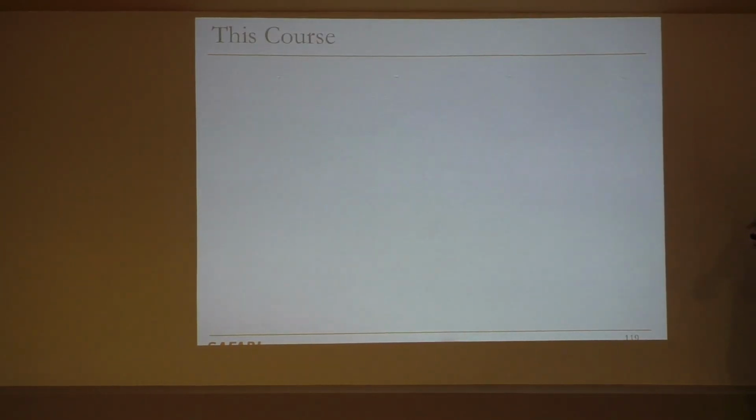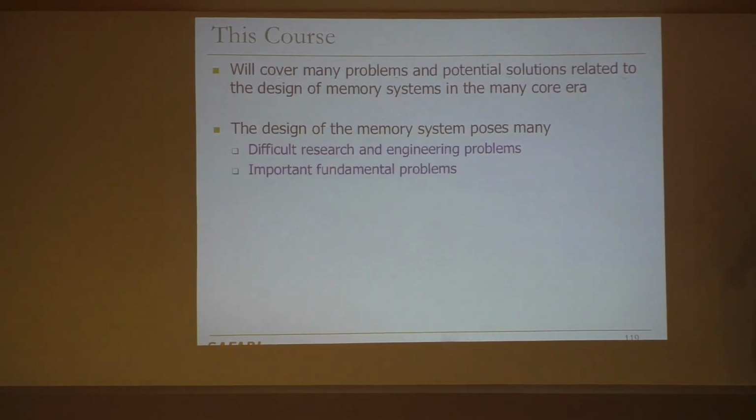Okay, maybe I'll talk about this very quickly. Basically, we will cover many problems, and I think these are all important. These are really difficult research, engineering, important fundamental problems, but they're also very industry relevant, actually. If you go to anybody in industry and ask them what the bottleneck is that they have, they'll probably tell you memory. Recently, I was at the Design Automation Conference, for example, and people were talking about how to build AI and machine learning accelerators.